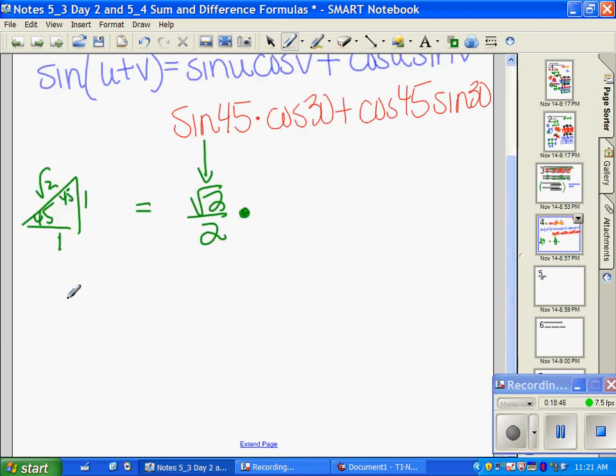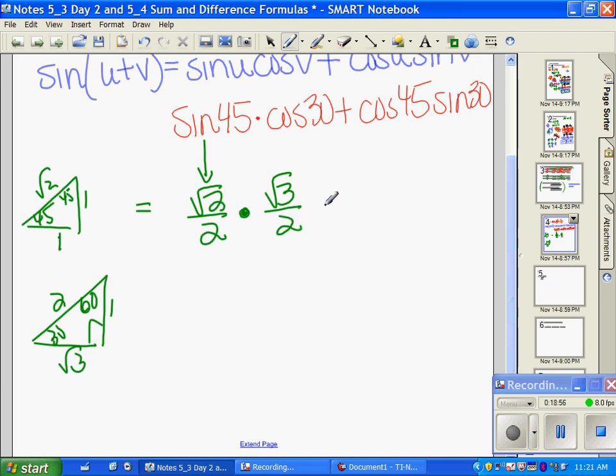Times cosine of 30. So again, think about your triangle or what you have memorized. Cosine of 30 is adjacent over hypotenuse. That would be root 3 over 2. Plus cosine of 45, we know that one, root 2 over 2.